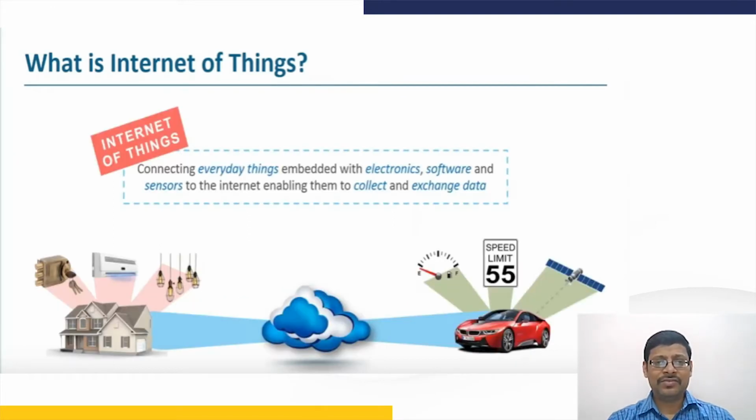The other one, you can see what the Internet of Things is here: connecting everyday things embedded with electronics, software, and sensors to the internet, enabling them to collect and exchange data. We can say this is IoT in smart home automation, with the help of this slide. We can say IoT in smartphone automation.